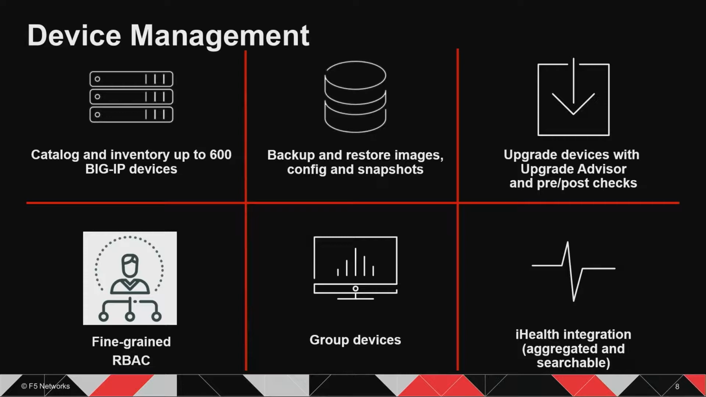Backup and restore, images, configuration, and snapshots. So this one's kind of twofold. BIG-IQ can be a centralized backup location where you can set up schedules to say, back up my BIG-IPs on this schedule, and retain those on BIG-IQ. BIG-IQ even has the ability to archive those backup files off to another location if you want to set up a DR type scenario.